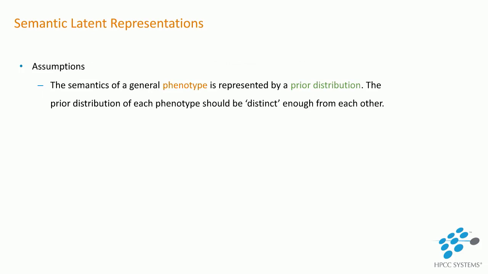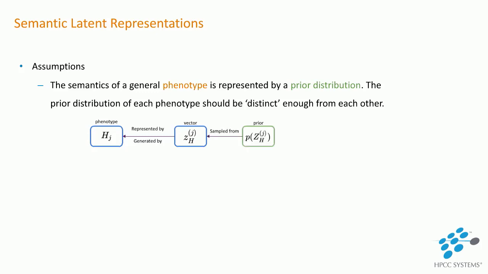Our methodology is based on two assumptions. The first assumption about semantics is we assume the semantics of the general phenotype can be represented by a prior distribution, and the prior distribution of each phenotype should be distinct enough from the others. Just for example, let's demonstrate it here. We have an EHR, one EHR HJ, and it can be represented and also generated by a vector, a semantic vector. And this vector should be a sample from a prior distribution. And the prior distribution of this phenotype should be distinct enough from all the other prior distributions of other phenotypes.